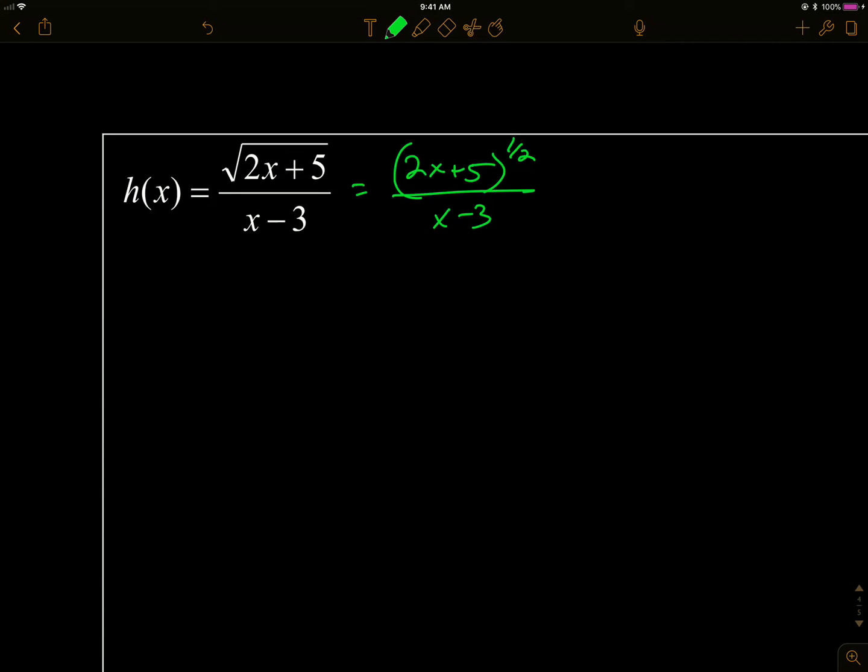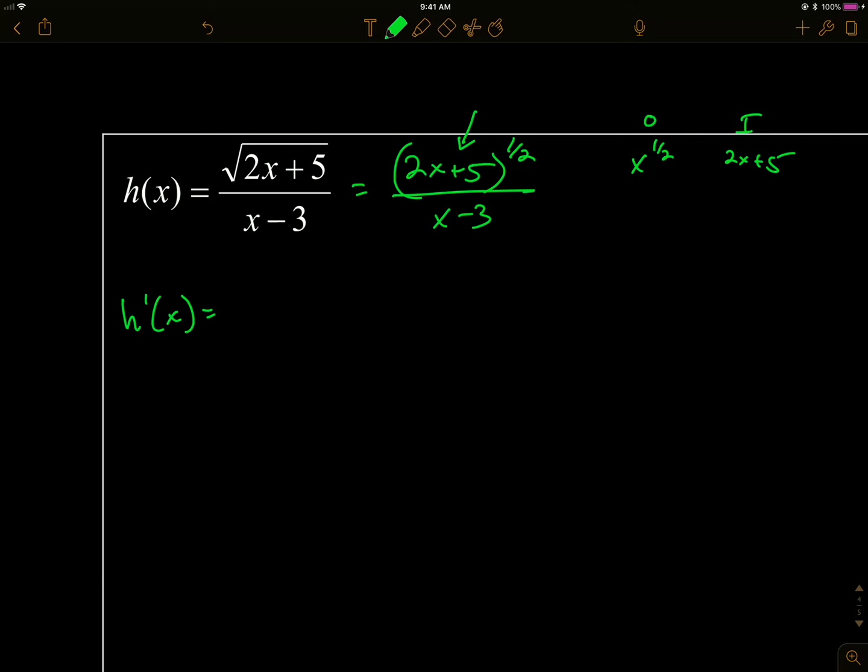And when I start applying quotient rule, I'm going to run into a chain rule where I've got a composition of functions. This numerator is a chain rule. 2x plus 5 has been plugged into the outer function of x to the 1/2, that would be my outer, and my inner would be 2x plus 5. So when I'm executing quotient rule, when I go to take the derivative of the numerator, I'm going to have to apply chain rule. So let's take a look at how that works out.